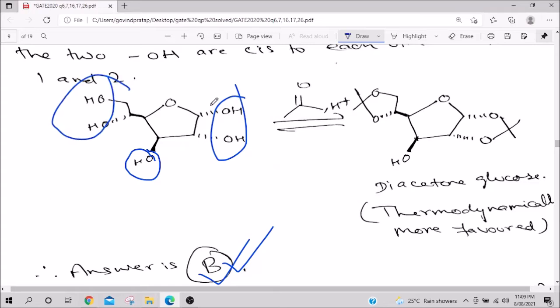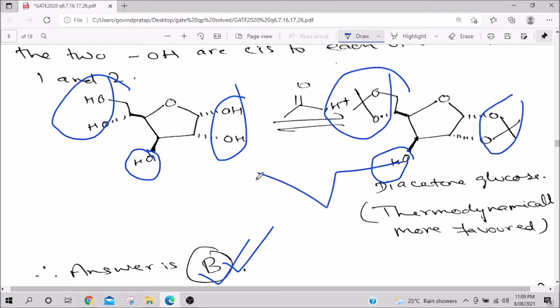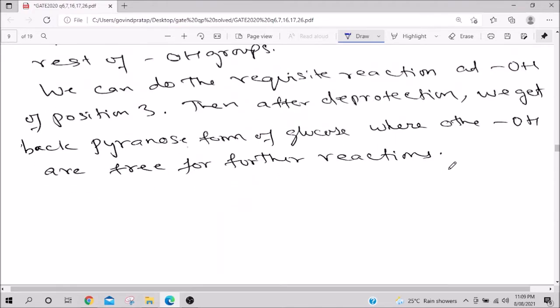So first I will protect this 1, 2 and 3 and 5 using this, 4 and 5 using this, and then because this is free I can do a reaction with it, I can add some group, some allylic group, and then when I again hydrolyze, I will get back glucose in pyranose form, 6-membered ring, but all this OH will be free. Okay. So what all I said is written here, you can go through it.